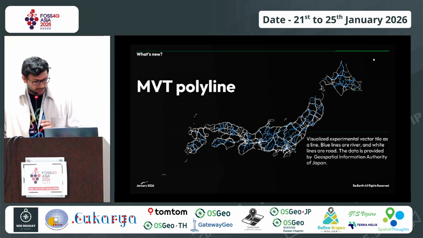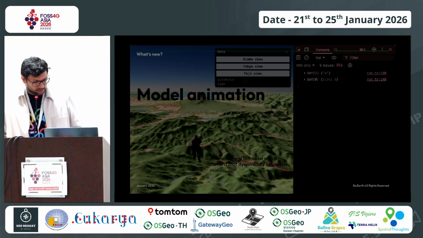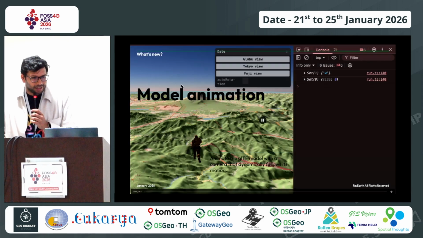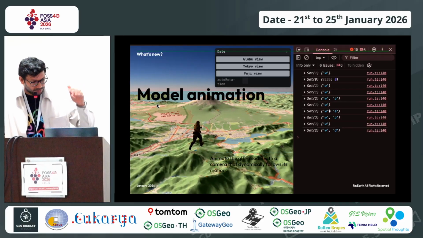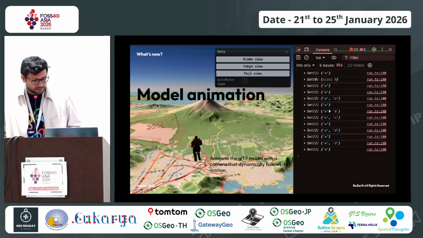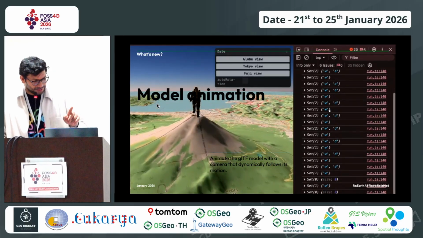This is another thing that we've been using. It's MBT polylines, nothing new there. Blue is representing the rivers in Japan, and the whites are just the border. This is the point cloud data that we've been trying to visualize for a particular region. And this is a model animation that has controls like you would have in a game. W means you move forward, A means you go to the left, D means you go to the right. So yeah, the guy just literally went to Mount Fuji.